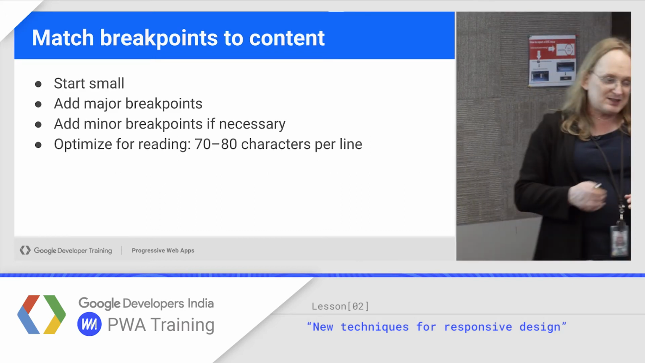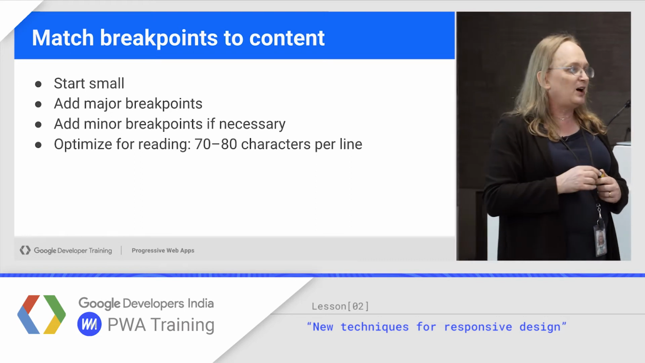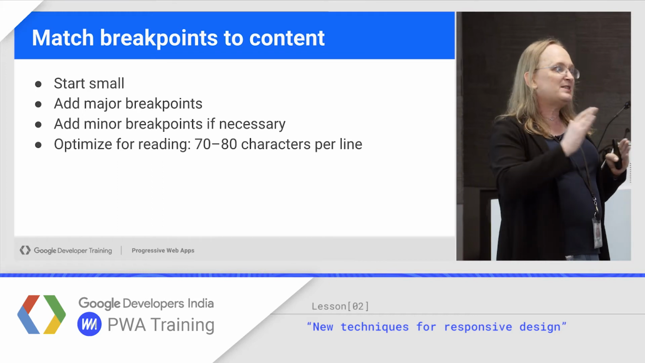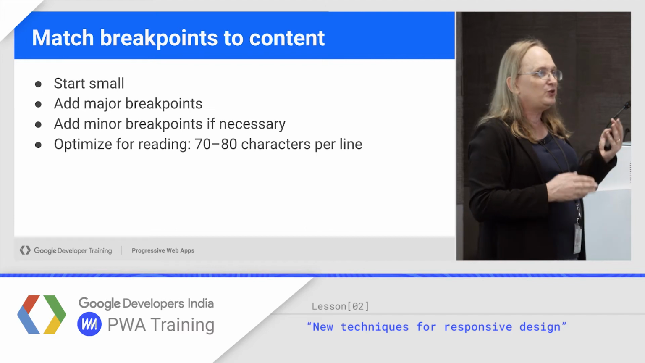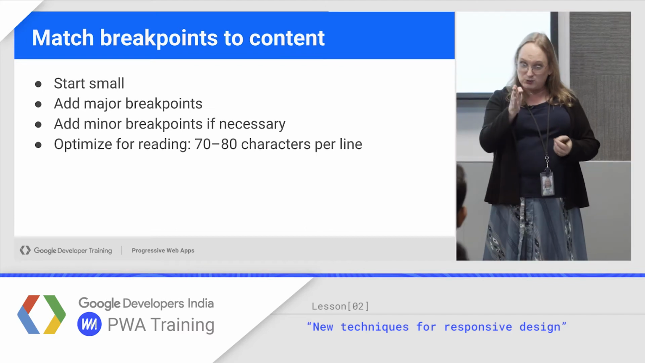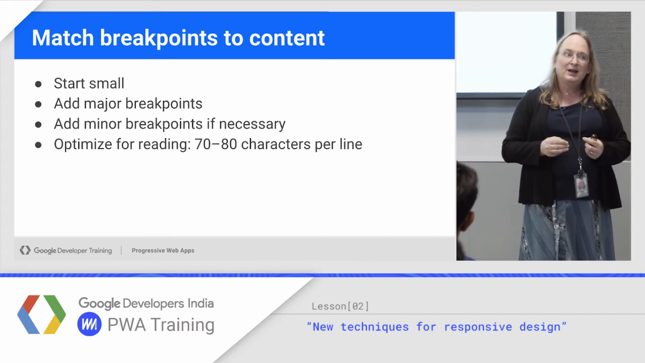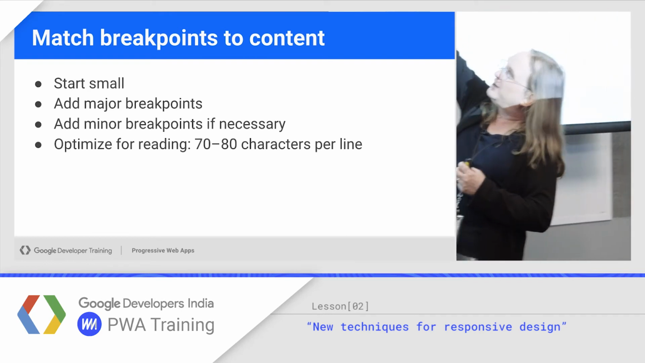And what we recommend is, instead of fixed size device breakpoints, really match to content. So put your content on the screen and start resizing it and look at where it breaks naturally. And okay, sometimes you'll need a device-based breakpoint. If there's not a natural break under 420, then you probably have to put one in. But otherwise, try to add your major breakpoints based on where your content wraps nicely.